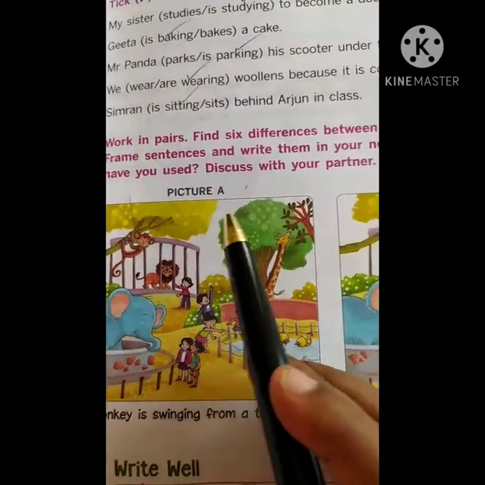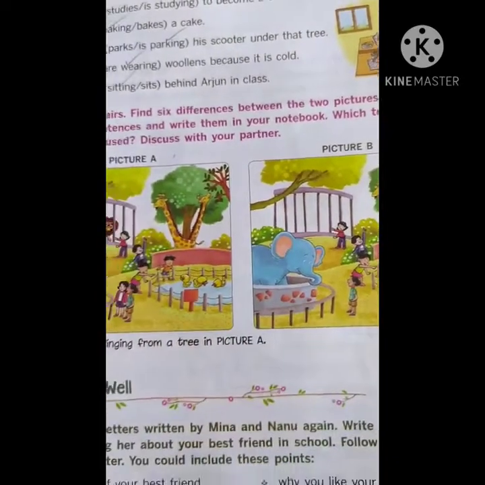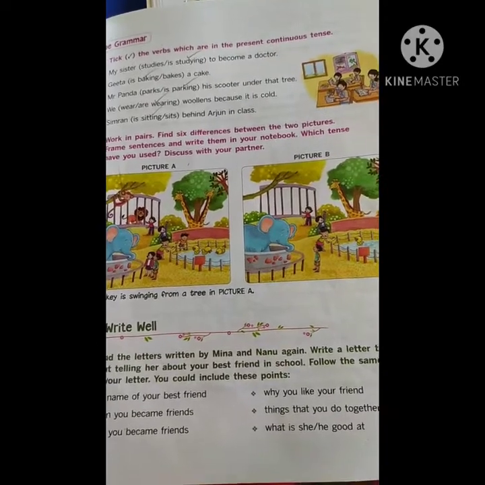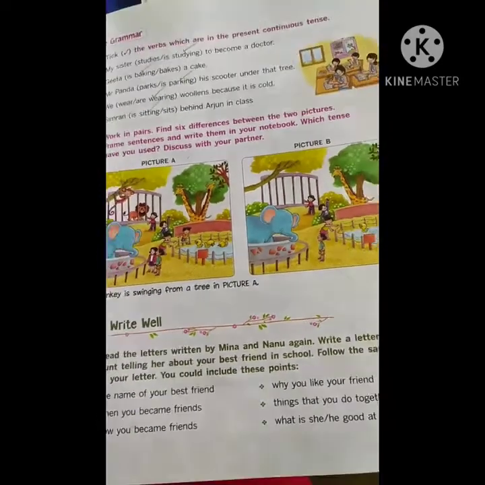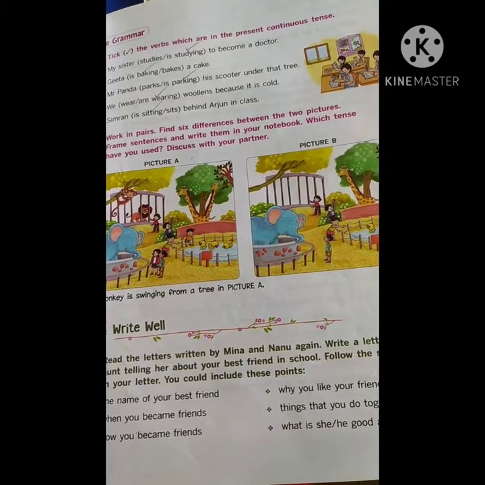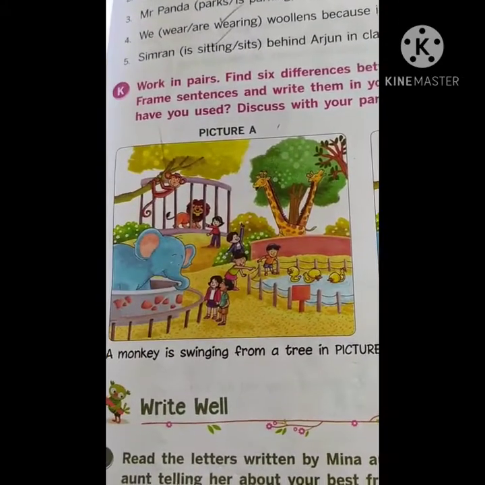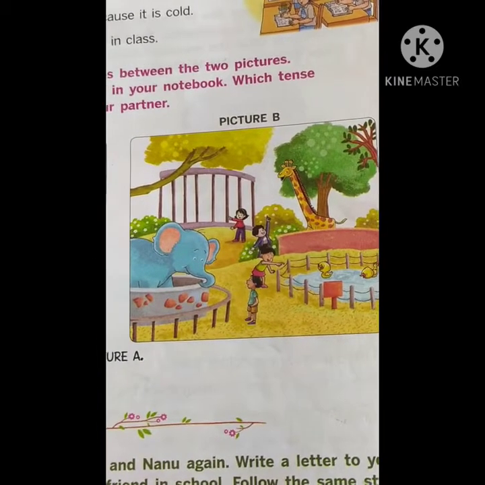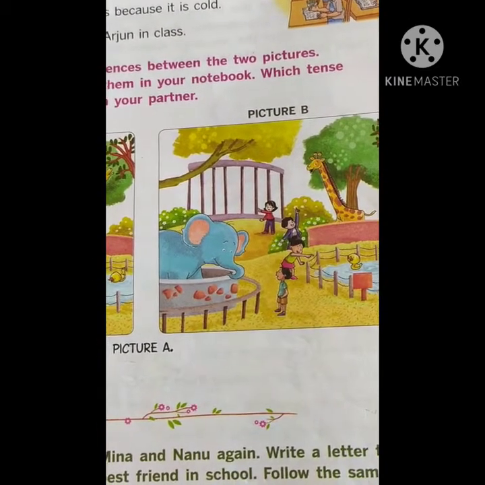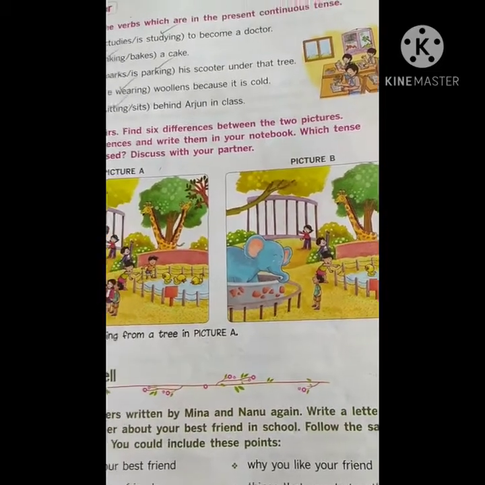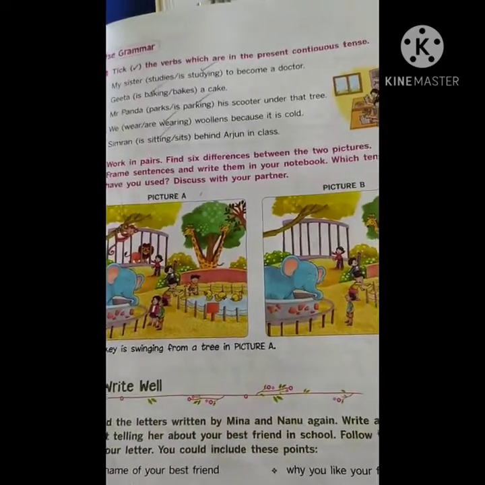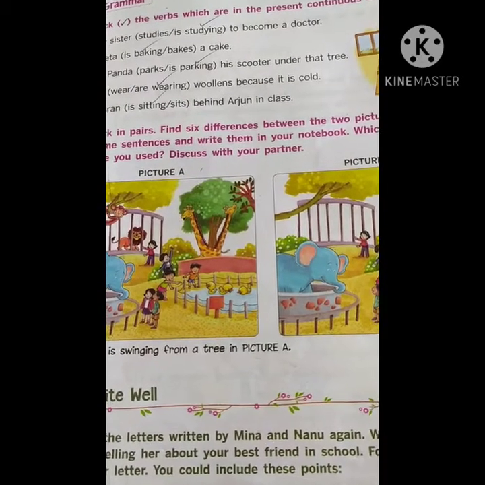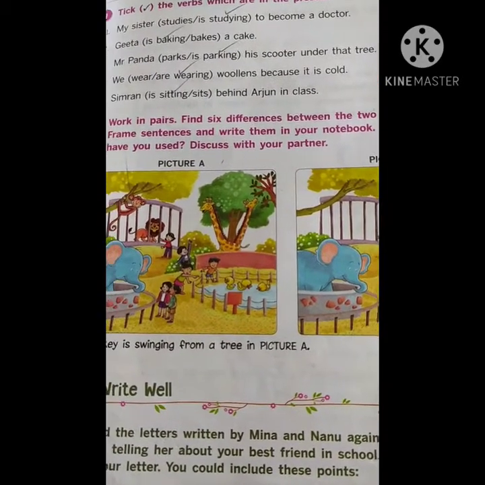Okay, this is picture A, this is picture B. You have to find the differences in them. Okay, I am just zooming it. Okay, this is picture A, children, and this is picture B. So you just go through both of the pictures and try to find out the differences and try to write in your own sentences. I want to check which tenses you are using.